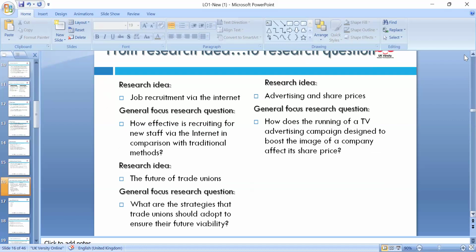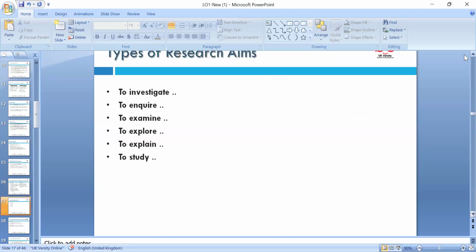Okay, then we can look at setting the research aims and objectives. A few examples: job recruitment via the internet. We need to look at whether people are using LinkedIn or which social media they are using, so we can recruit the right people, with the right information, at the right time, at the right cost. So that is the research objective. We may want to explore it, or maybe you just want to solve the problem.